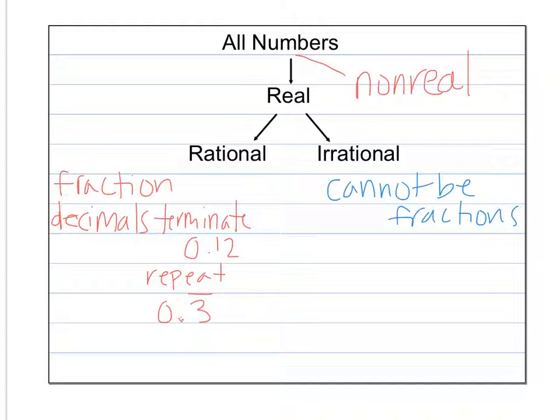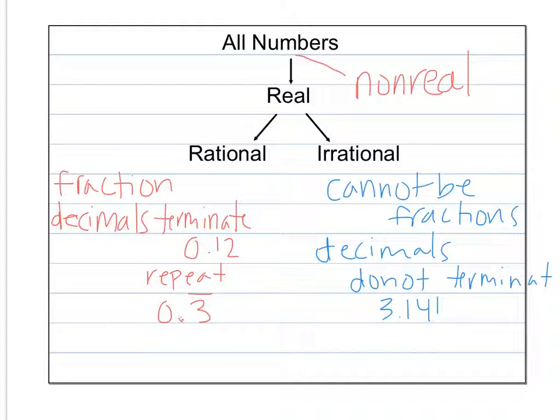They cannot be fractions. They would also be decimals that do not terminate, meaning they don't stop. So a number like pi is 3.14159... and it doesn't repeat, but it also keeps going. So they do not repeat. 0.3 repeating would continue, but a number like this, where the dots keep going, has no repeat. So it does not terminate, and it does not repeat.